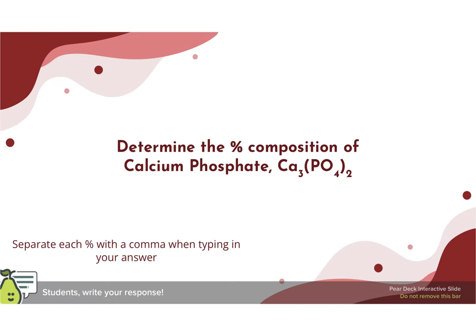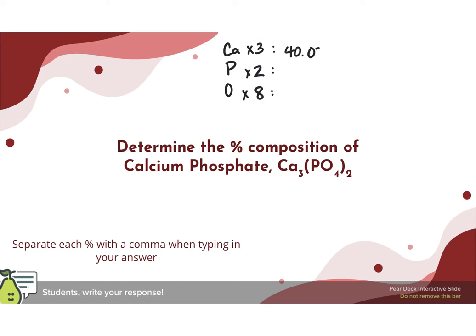So let's try another example. Here we're going to be looking at calcium phosphate. So calcium phosphate is a pretty hefty compound. So we have calcium, we have phosphorus, and we have oxygen. There are 3 calciums, 2 phosphoruses, and 8 oxygens present. So I'm going to figure out what the total molar mass is first. It's always going to be my first step.